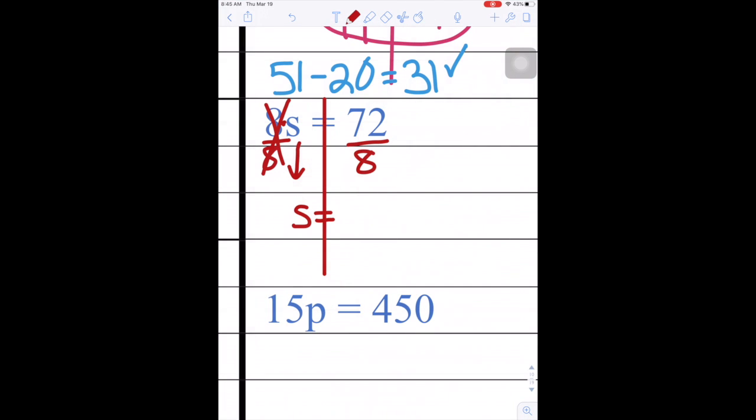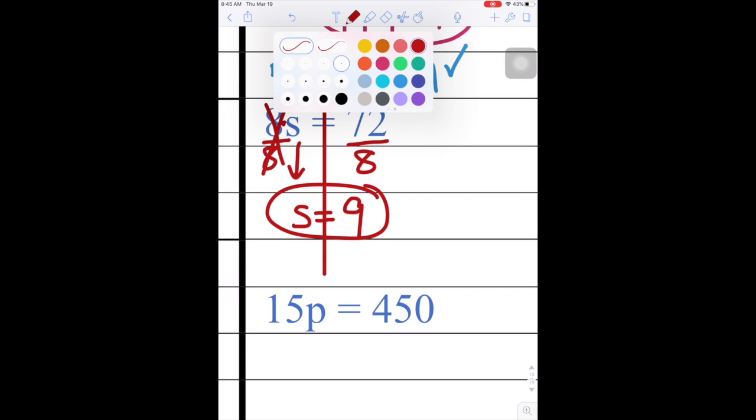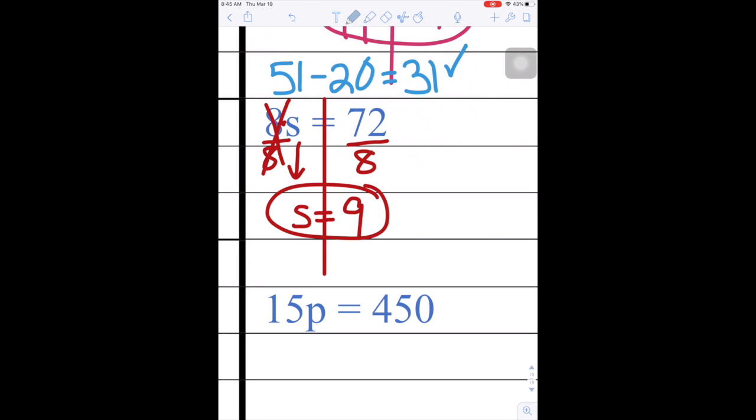You should have gotten 9. I'm going to plug it back in and see, is 8 times 9. What do I get if I have 8 times 9? Should get 72.